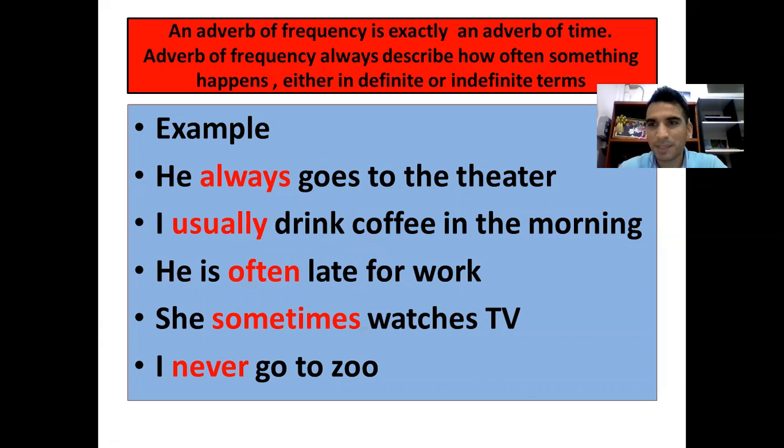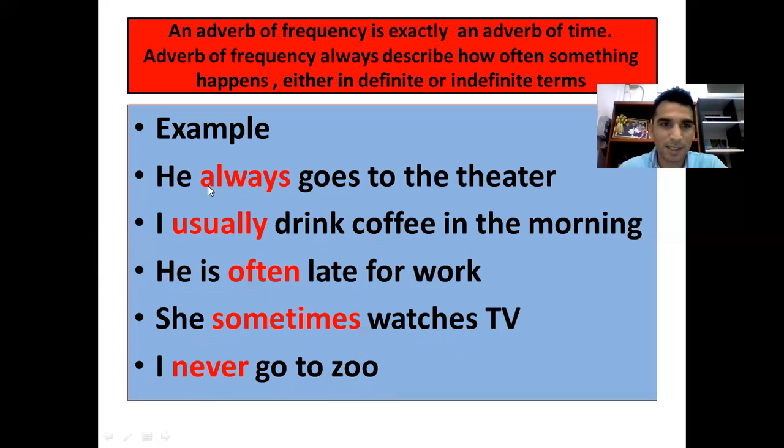What's the to be verb? Am, is, are. If it is a to be verb, we use the adverb after the to be verb, like am, is, are. We use the adverb after the to be verb. Yes, here we can hear, please. He is often late. I usually drink. She sometimes watches TV. I never go to the zoo.